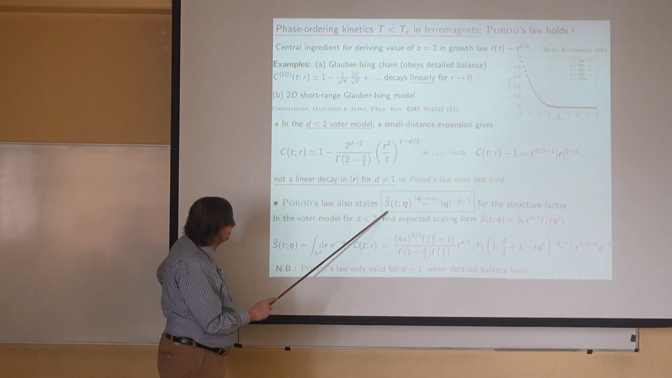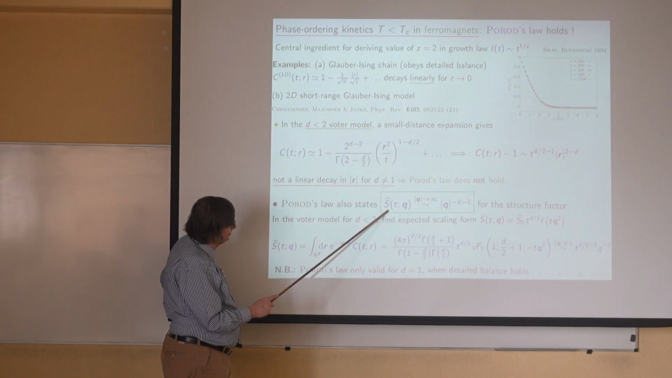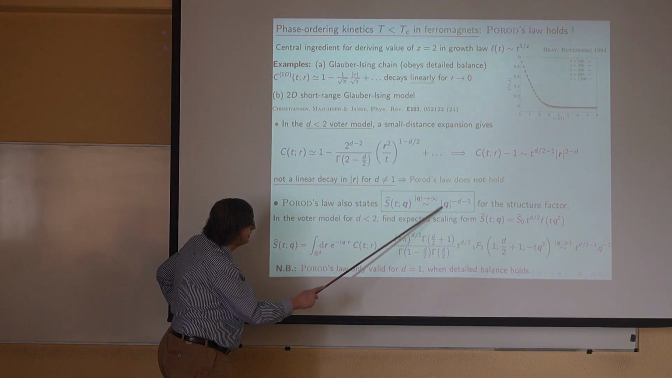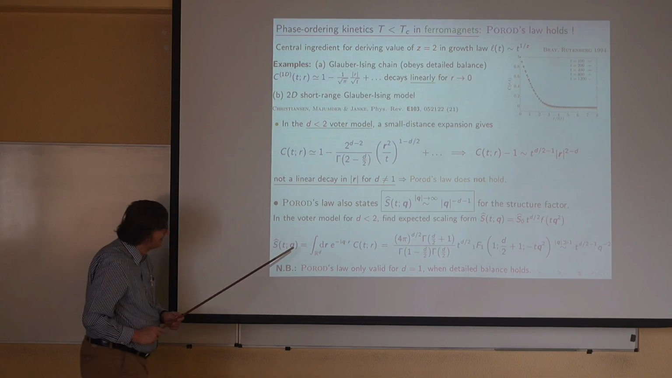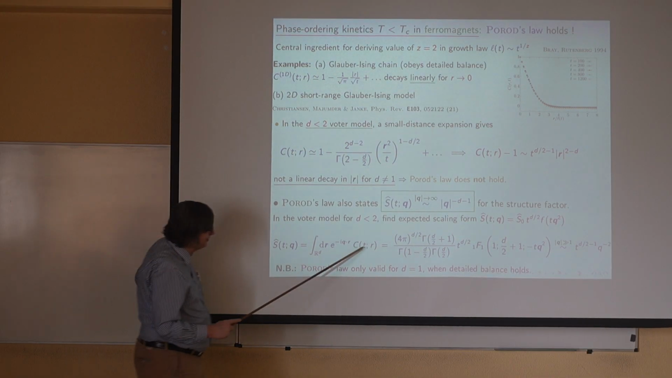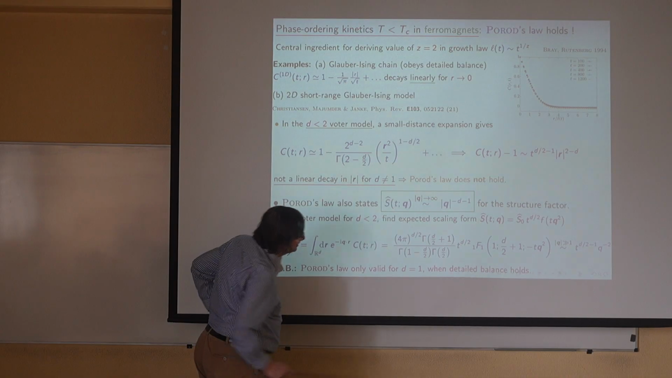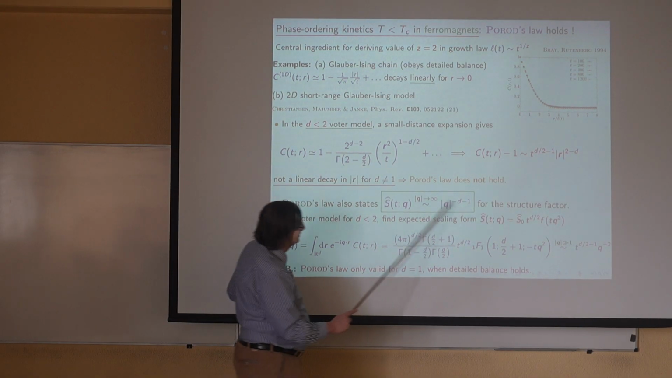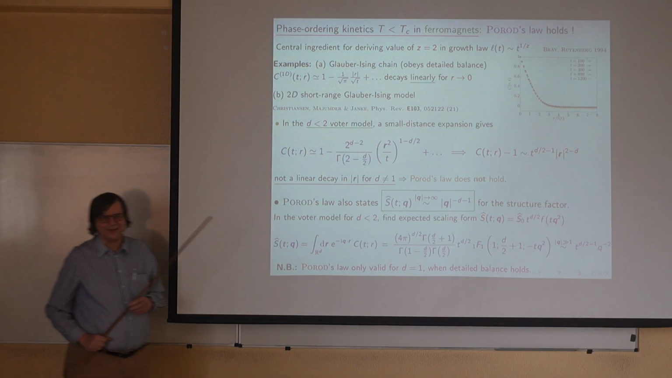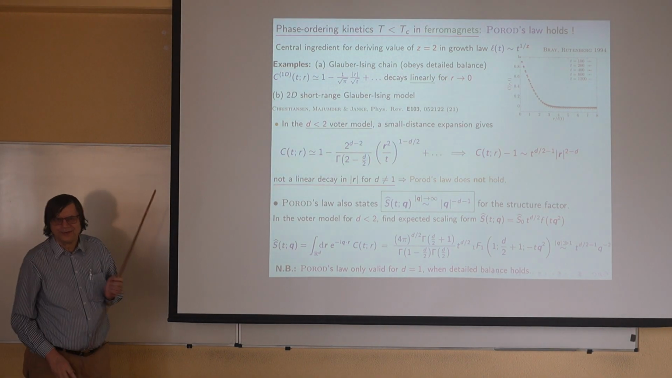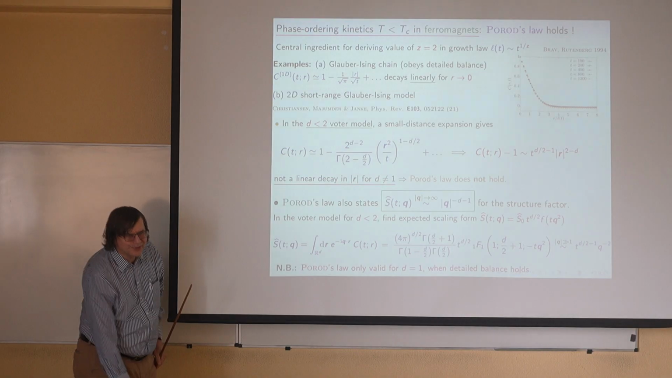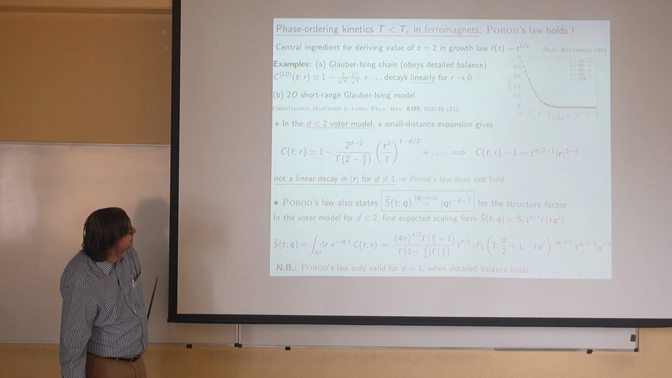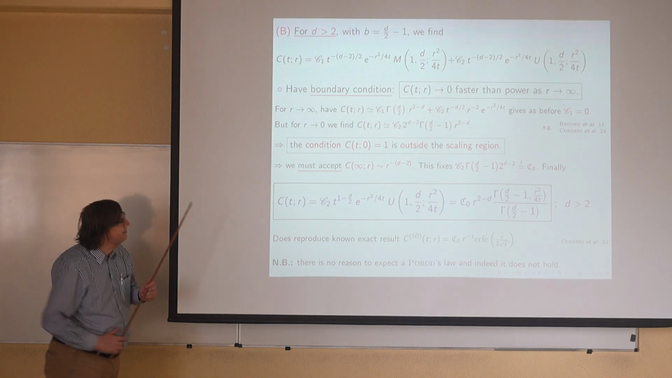You can also take it in the more original form and say, you look at the structure factor. So this will have this dependence here. In the voter model, of course, from the exact solution you can work it out. That's what you find. And it decays in this way. That is equal to this one, again, only when d is equal to 1. So in the voter model, Porod's law only holds when detailed balance holds, that is when d is equal to 1.